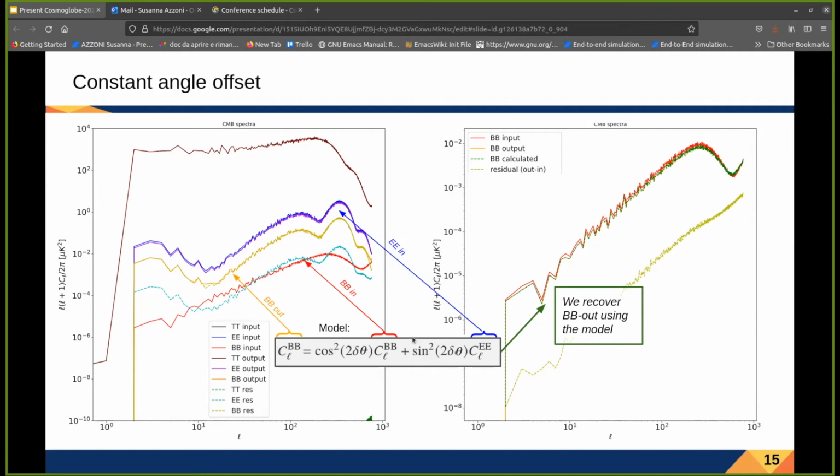In our power spectrum model here, the second term becomes dominant. And in the figure on the right here, I'm plotting the BB spectra where we use the model to fit for the angle, and we recover the input angle of the simulation. So we see that our model is actually valid to see this effect for our constant angle.